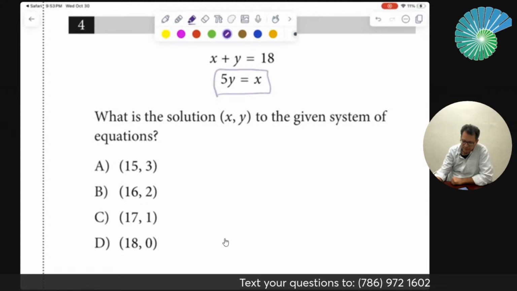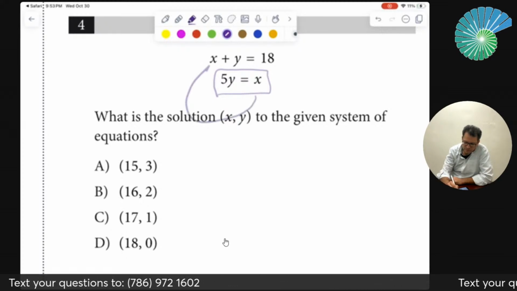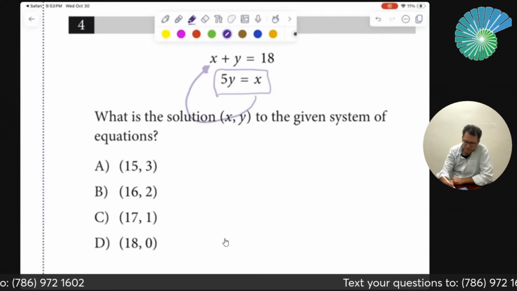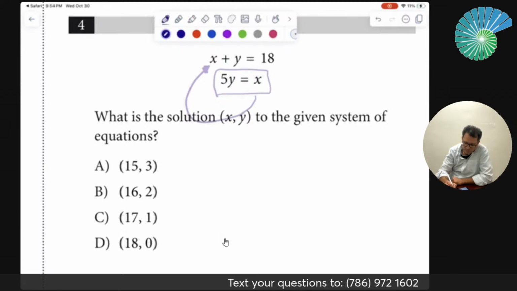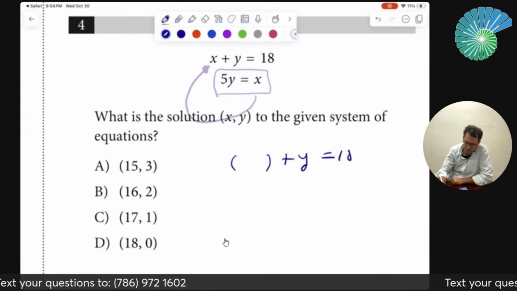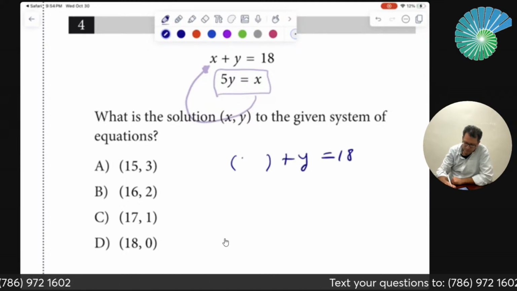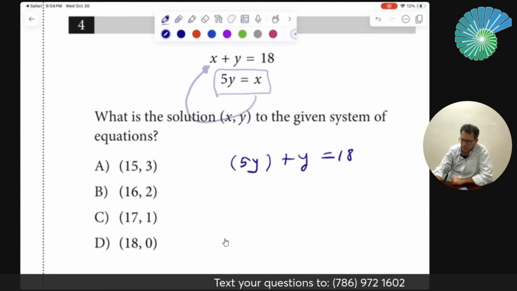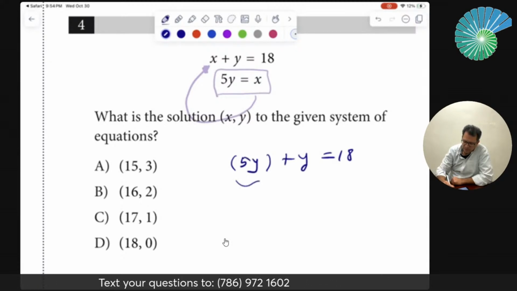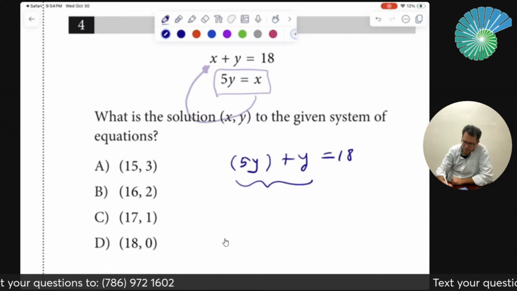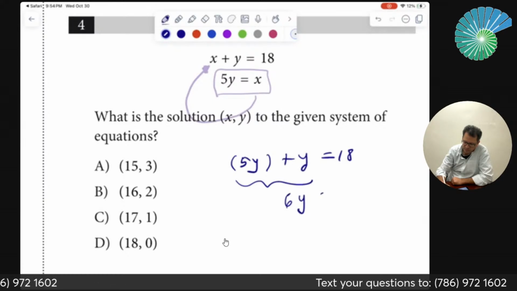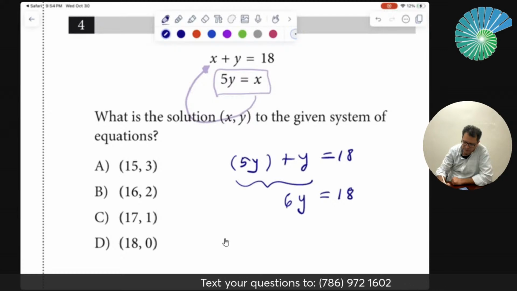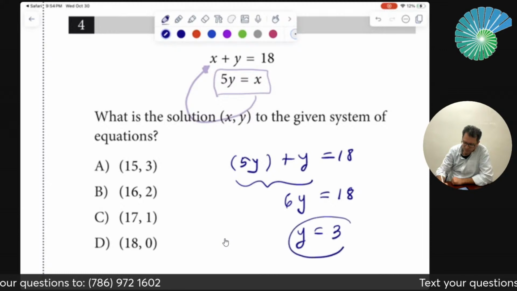The second equation tells me that x is equal to 5y. And I can use it to replace this x with 5y. So instead of writing x plus y equals 18, I put 5y because x is 5y. Then I combine these two terms, which gives me 6y equals 18. And then I see that y is 3.